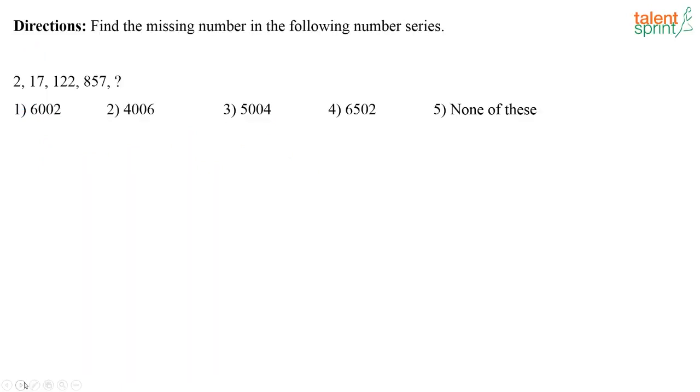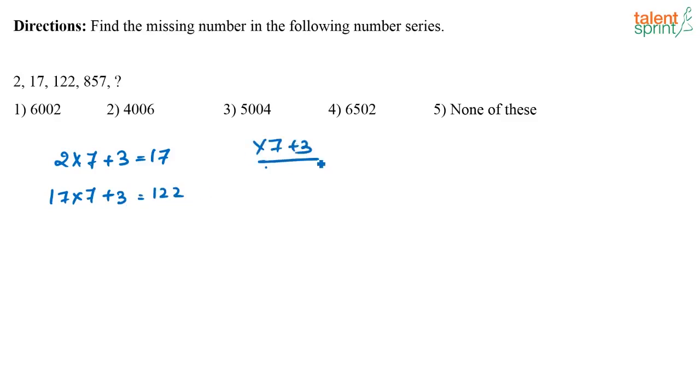Next. So what is the logic that is used here? The logic is 2 into 7 plus 3, that is equal to 17. Similarly 17 into 7 plus 3, that is equal to 122. That is into 7 plus 3. That is the logic. So here you will have 857 into 7 plus 3, which is equal to 6002, into 7 plus 3, right?